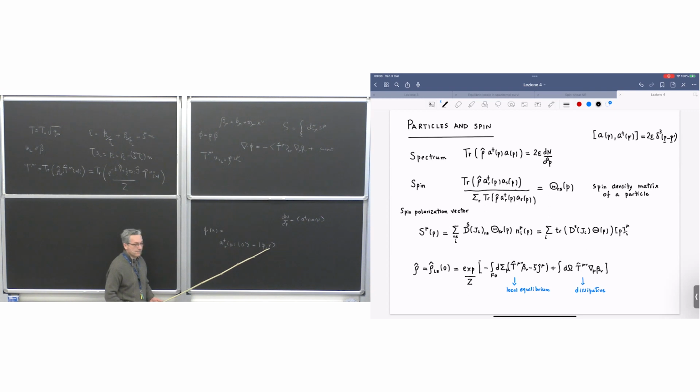Now, if you have the spin density matrix, then you can calculate the spin polarization vector by simply making an average over these spin states, and there is a specific formula for it. So you have to sum over R, S, D^S(J_i). So these are the matrices representing the angular momentum generators in the spin representation S. Here, to be specific, for instance, D^S(J_i).